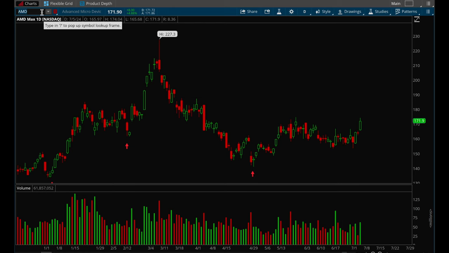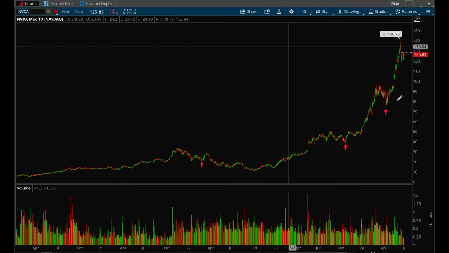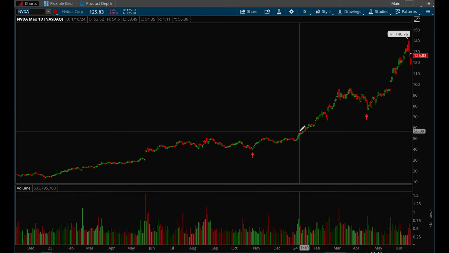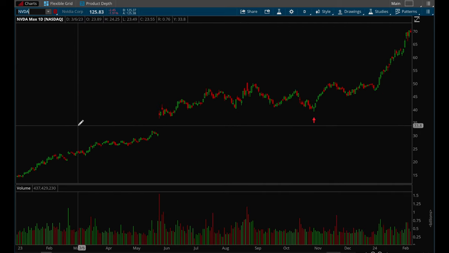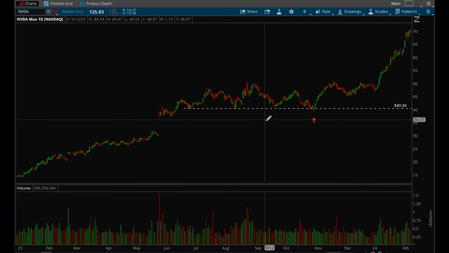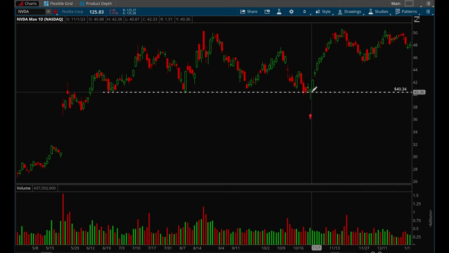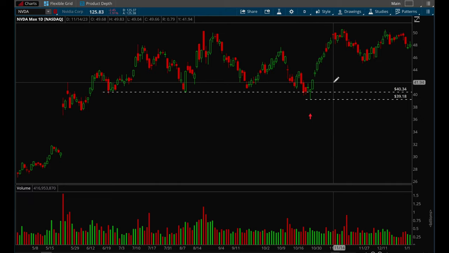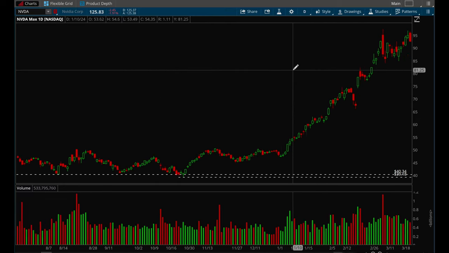All right, let's do one last one, Nvidia. So Nvidia had its low around here, right? Bounced off here, and then this time we undercut it, we form a hammer, so it's buyable on this day. Stop loss would be over here at 39, right? And then this is buyable right here. Very good risk reward ratio again.